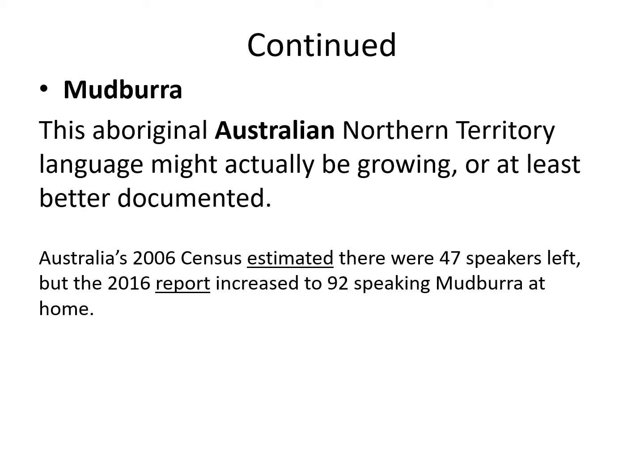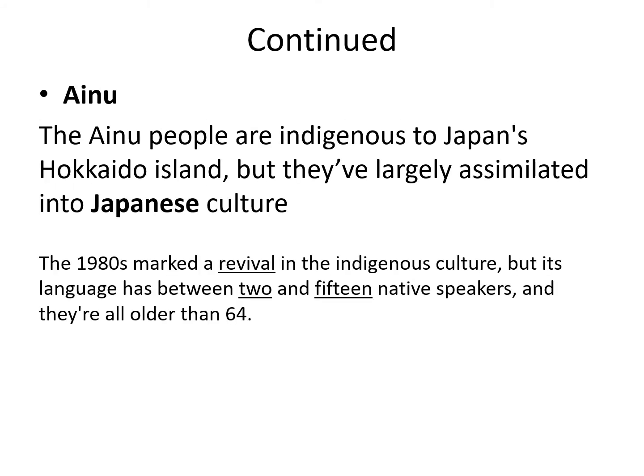Australia's 2006 census estimated that there were only 47 speakers left, but now, according to the 2016 report, the number of speakers increased from 47 to 92 for this Mudbra language. Next is Eno.